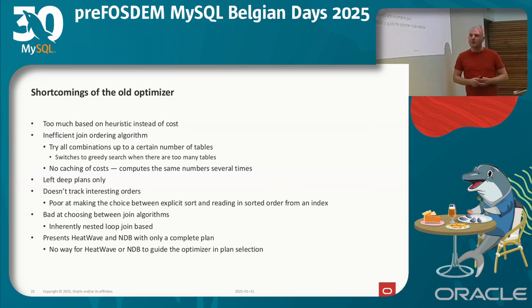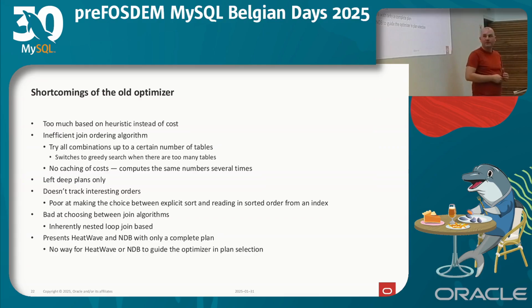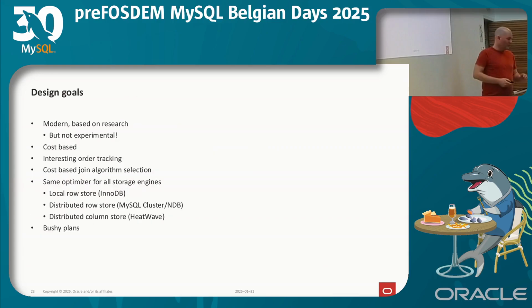And a real pain point for us was that we have HeatWave, the in-memory distributed column store in the cloud, which is very different from running InnoDB on a centralized server on row store. But we weren't able to let HeatWave guide the optimizing and finding a good plan for HeatWave. So that is the problem. We just present HeatWave with a plan that's really made for InnoDB with some tweaks. And that's a plan you can execute, but not a good plan for HeatWave. So we need to change that.